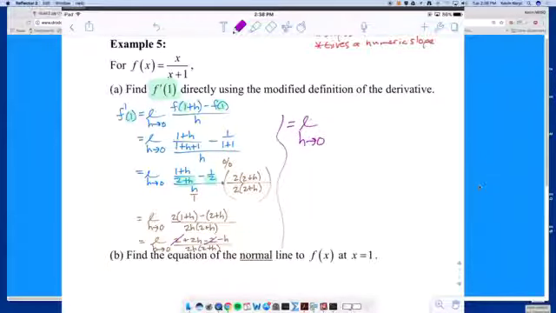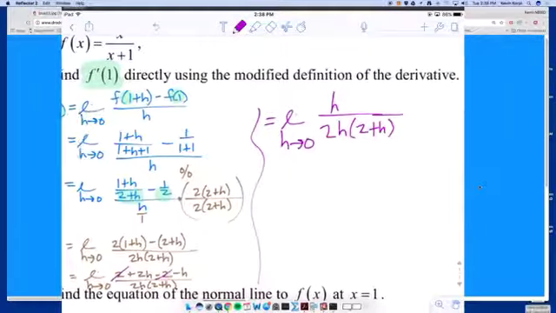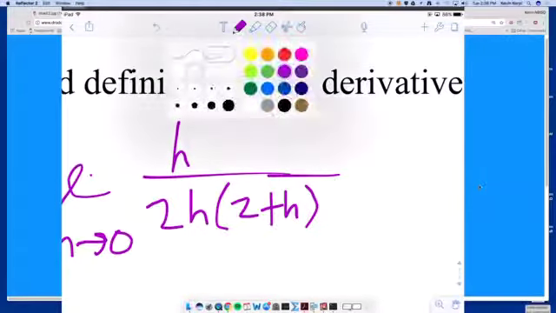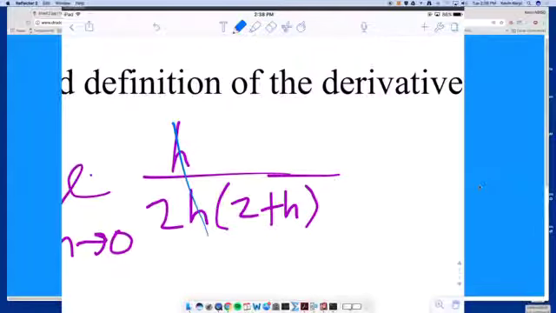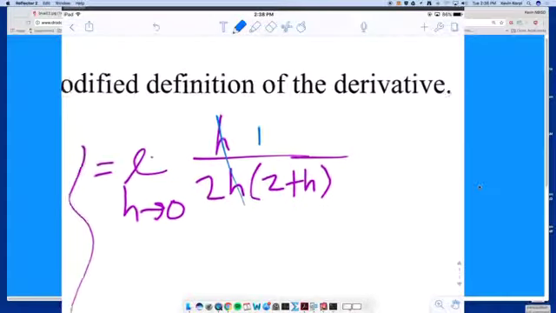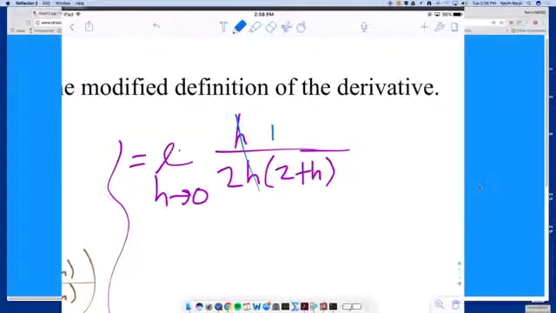The limit as h goes to 0. We're just left with h over 2h times 2 plus h. And now the good news is the h's divide out, leaving a 1 in the top. And of course, once you get rid of the 0 over 0 problem, you can use direct substitution now on any h that's left. There is 1 right there, so we're left with 1 over 2 times 2, which is 1/4.